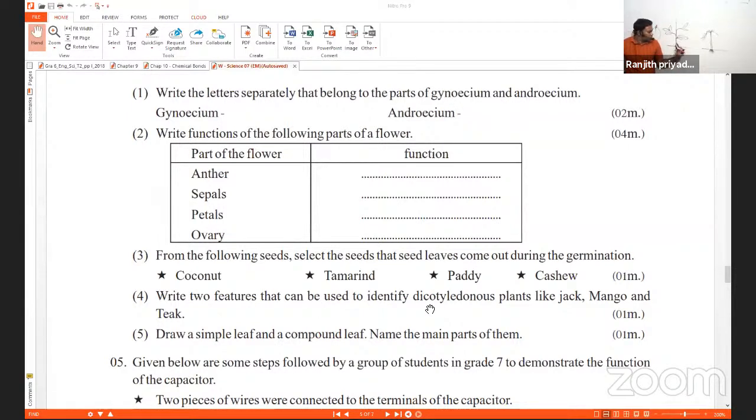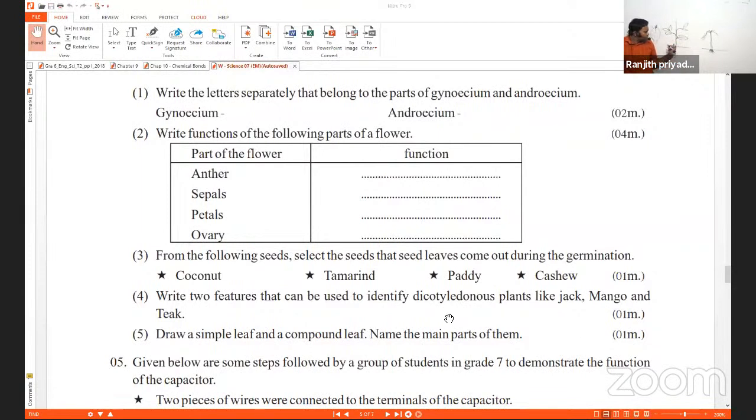Dicotyledonous plant. So first you can identify that from the root system. It contains a taproot system; monocots contain a fibrous root system. Therefore, the given plants, jack, mango, and teak, are all dicotyledonous. You are not asked what the characteristics of dicotyledonous plants are; that part is not in the question. You have to identify that first as dicots.